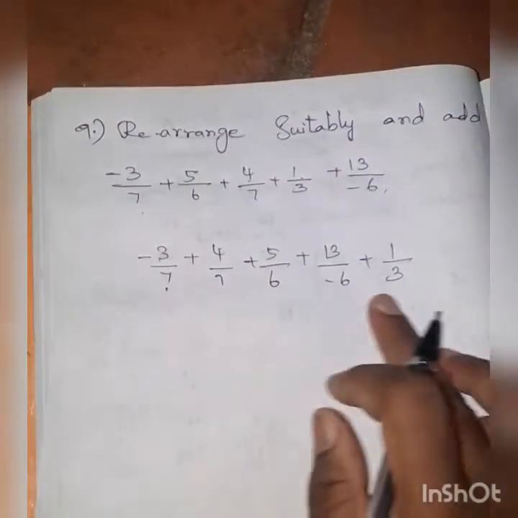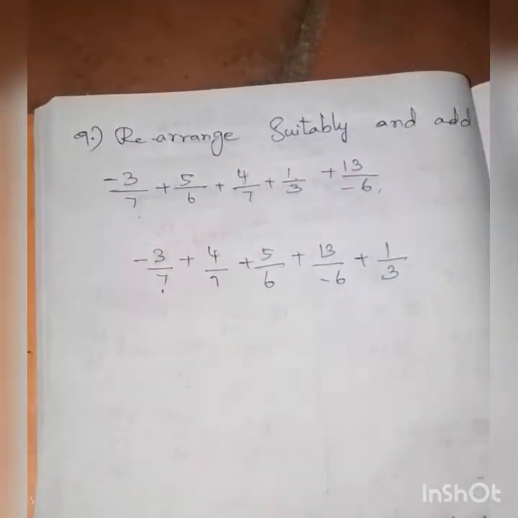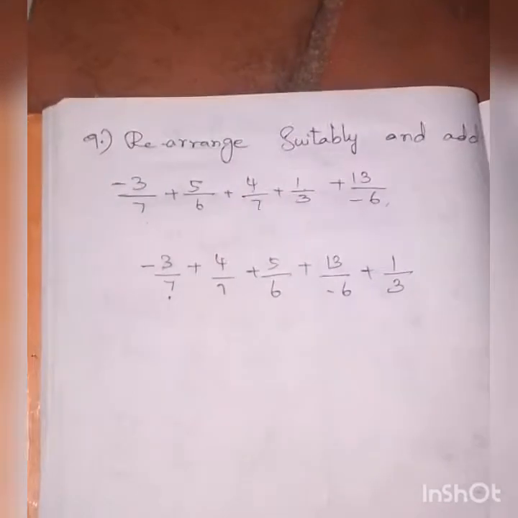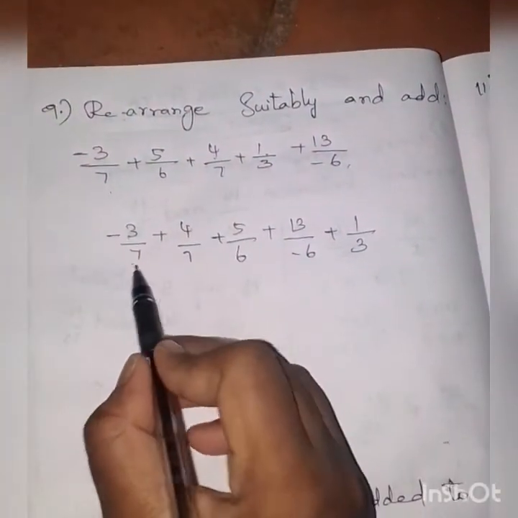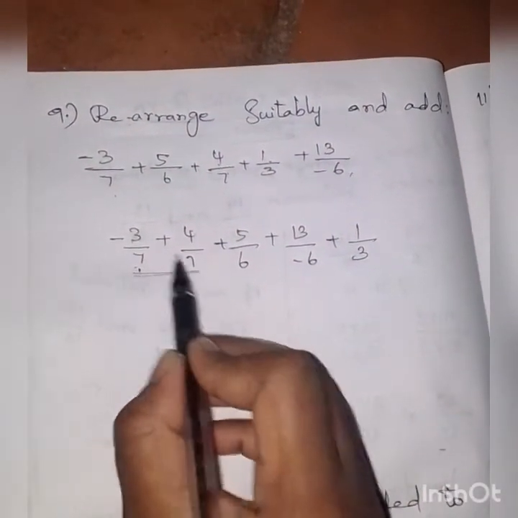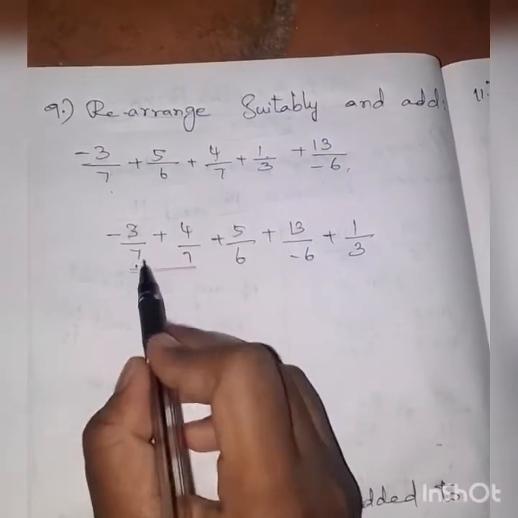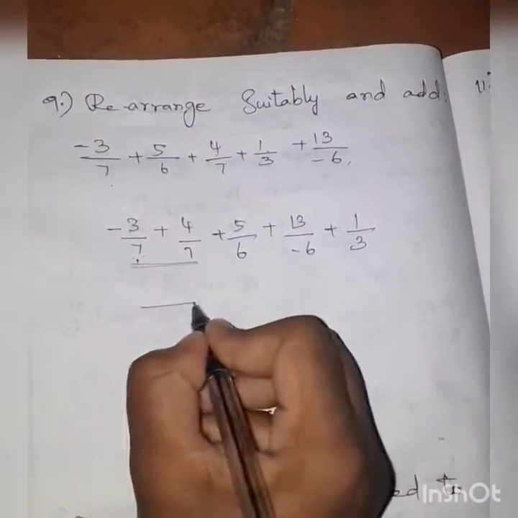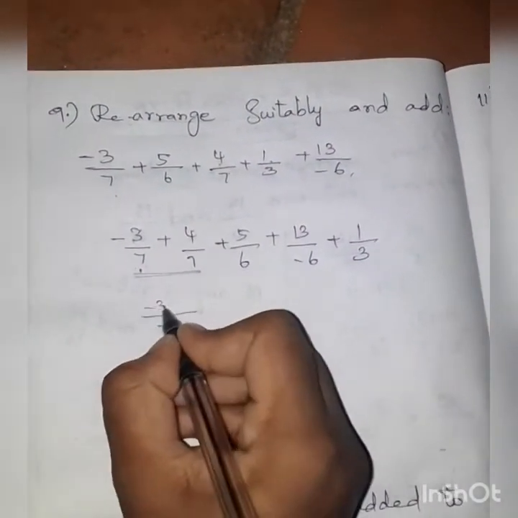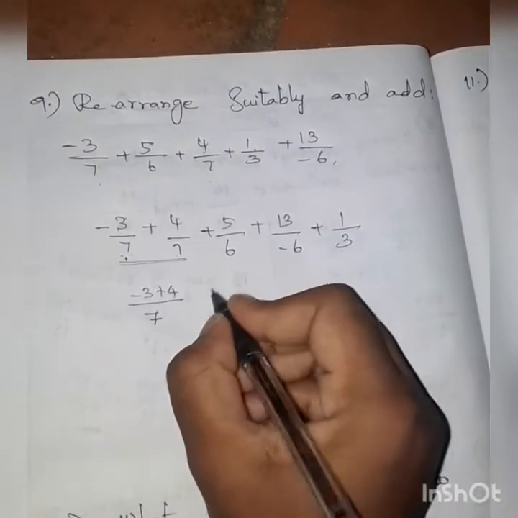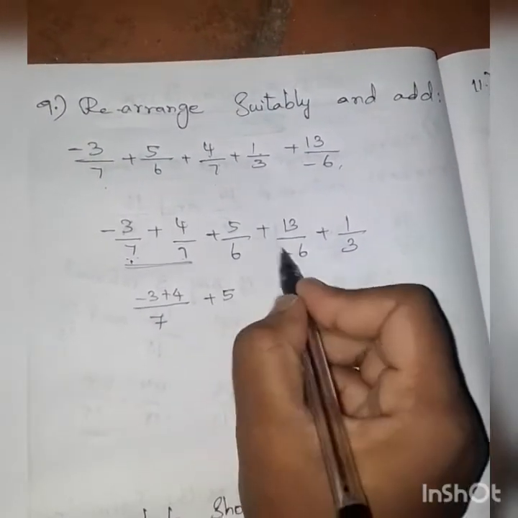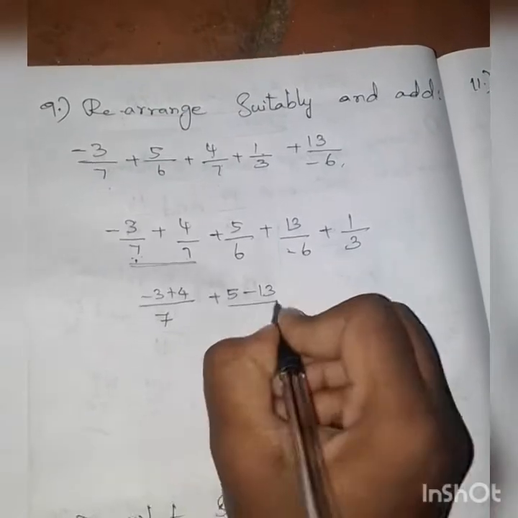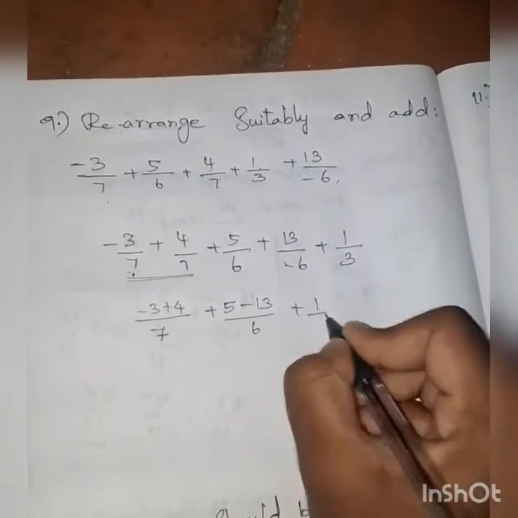So now we have rearranged, isn't it? And they are asking us to add. First find the same denominators: minus 3 by 7 plus 4 by 7. Take 7 as common: minus 3 plus 4, here plus 5 plus 13 divided by minus 6, whole divided by 6, plus this 1 by 3.